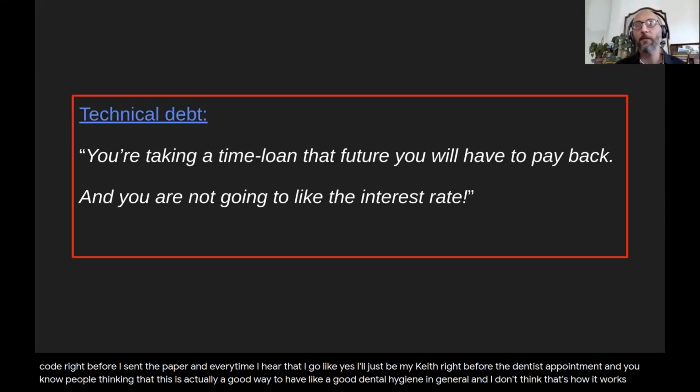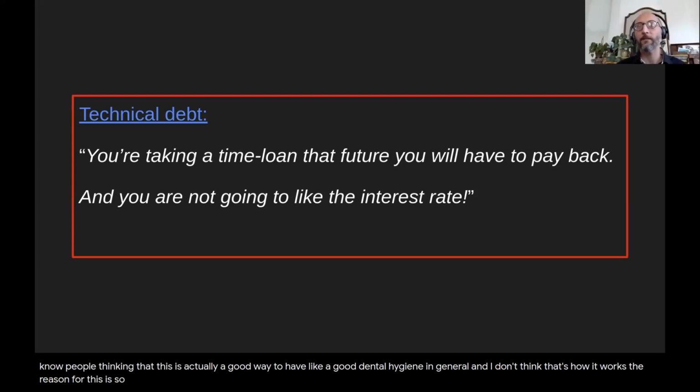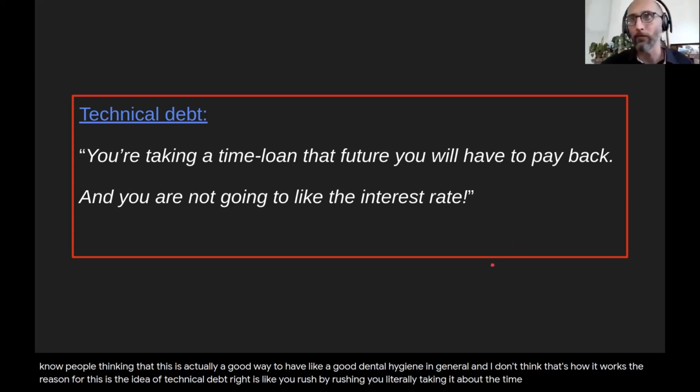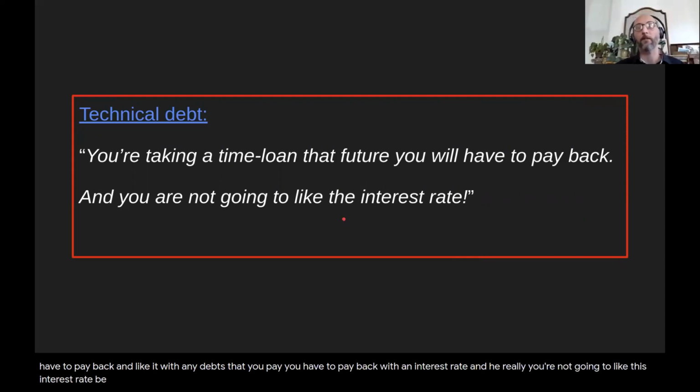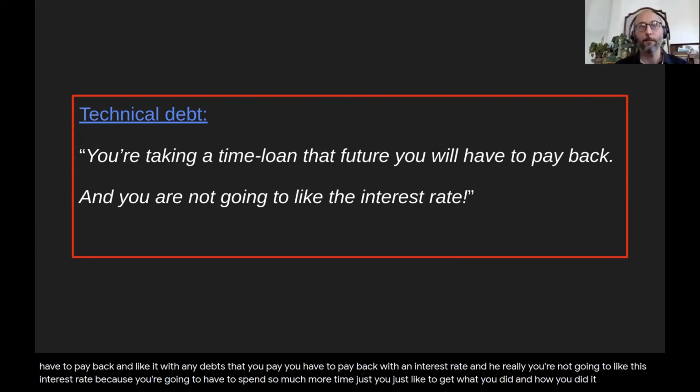The reason for this is the idea of technical debt, right? It's like you rush. By rushing, you're literally taking a time loan that your future self will have to pay back. And like with any debt, you have to pay it back with an interest rate. And you're not going to like this interest rate because you're going to have to spend so much more time just figuring out what you did and how you did it later.